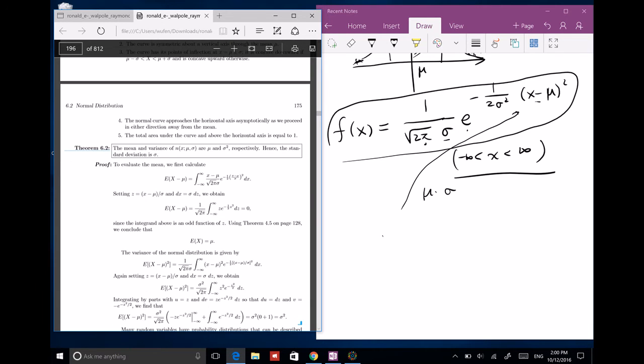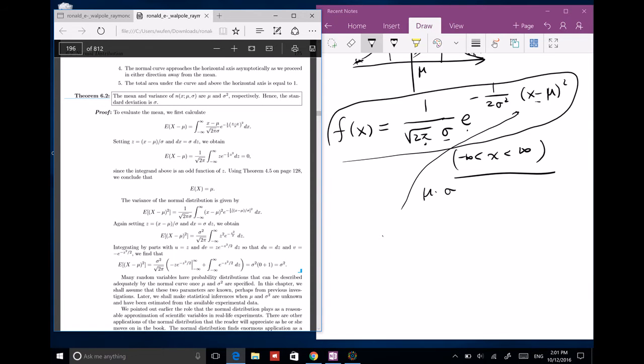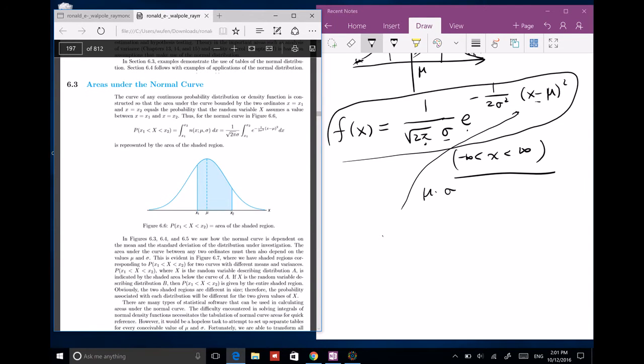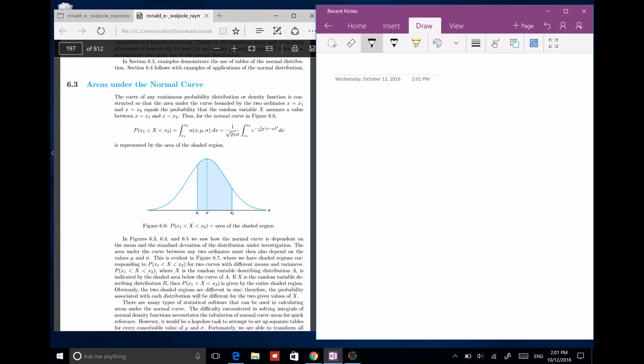The mean of the normal distribution is mu, the variance is sigma squared, and the standard deviation is sigma. The proof basically follows the definitions of mean and variance. Next is the area under the normal curve.